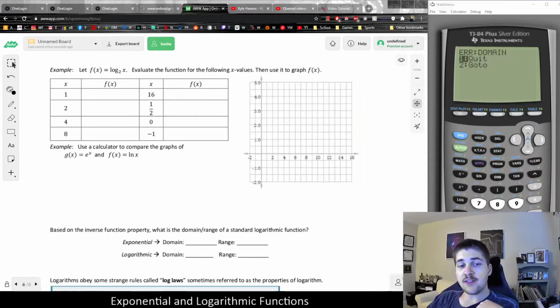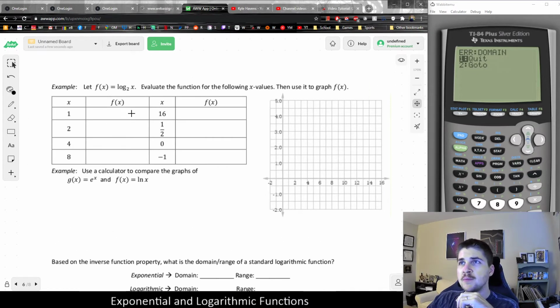In this video, we will evaluate some points on a logarithmic function and use that to create the graph, and we'll figure out the domain and range and talk about that one last time. So let's let our function be log base 2 of x, picking a fairly simple base just to help see the nature of the graph of such functions.